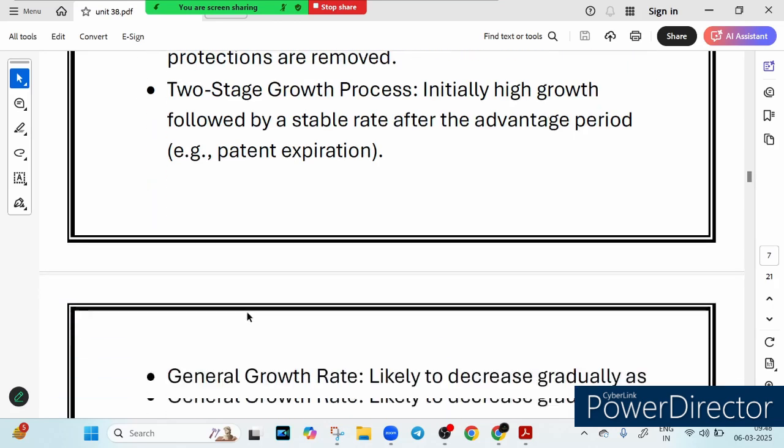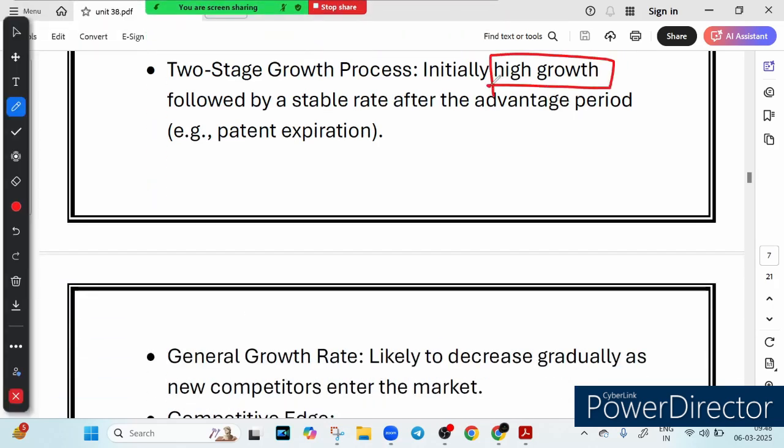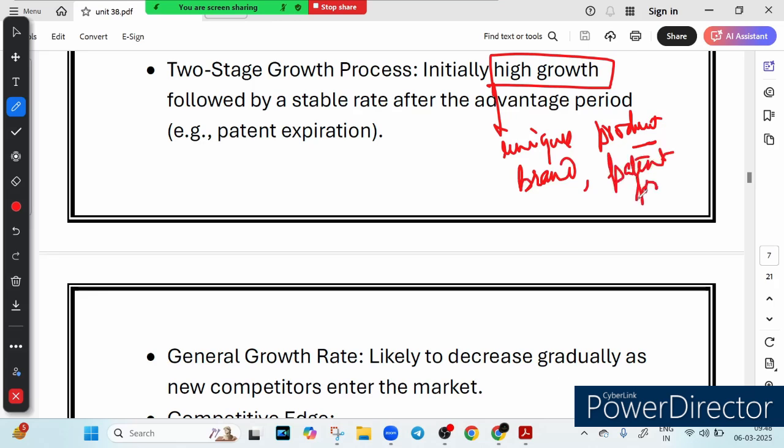So first of all, initially high growth. Initially the growth is high, which means when they have an edge. Let me give you some examples. Suppose a unique product is there, right? Or a strong brand is there, or patent protection. So in this case it has high growth, right? Stage 1 is high growth, which means when they have an edge: unique product, brand, patent protection.